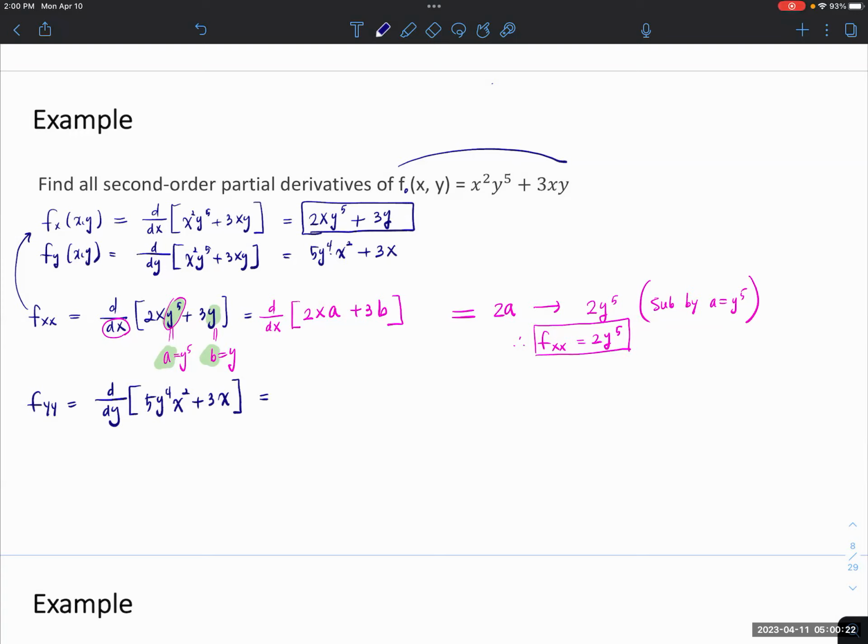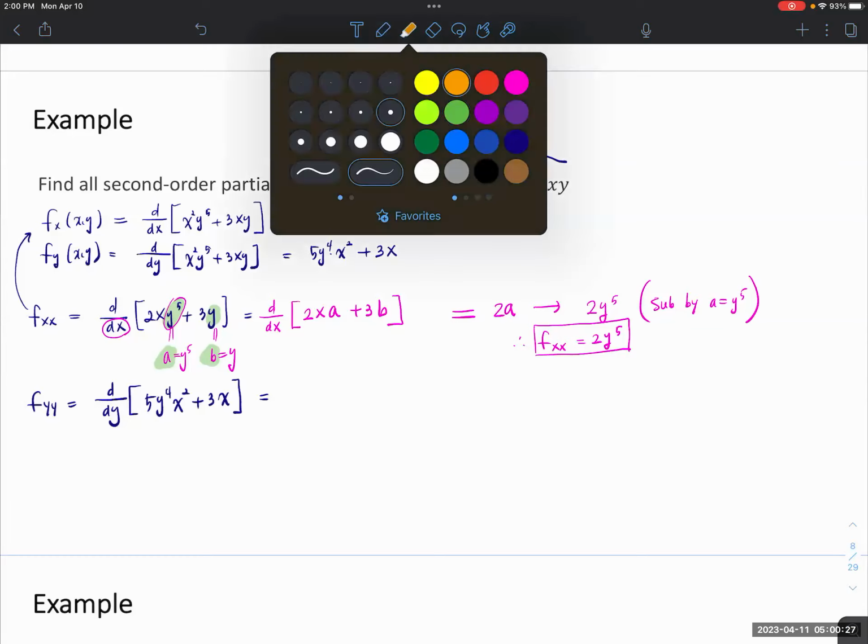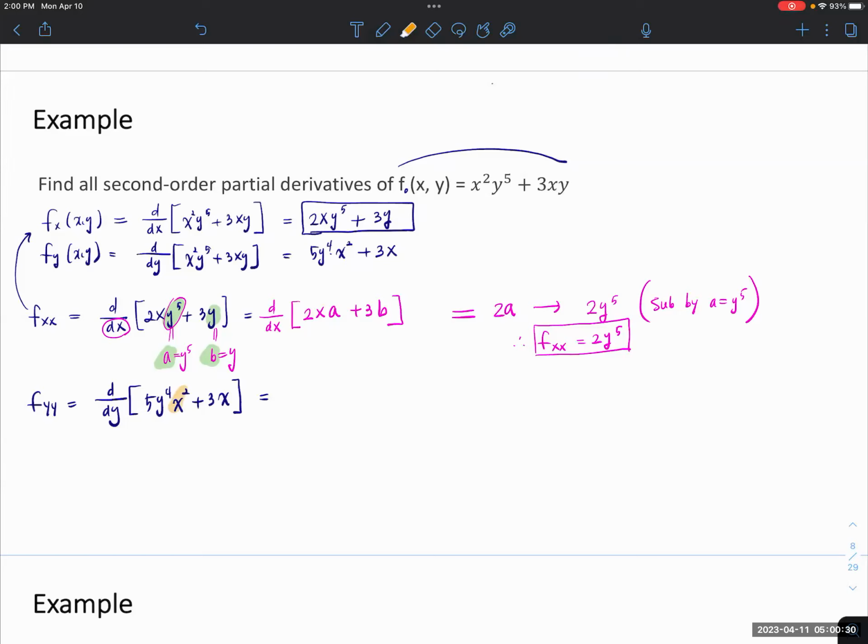Same thing, we are taking the derivative with respect to y this time. So x is like a constant. I'm going to say x to the second is my c, and this is going to be the d. So c equals x to the second, d equals x. Keep writing d over dx, what happened? 5y to the 4c plus 3d.